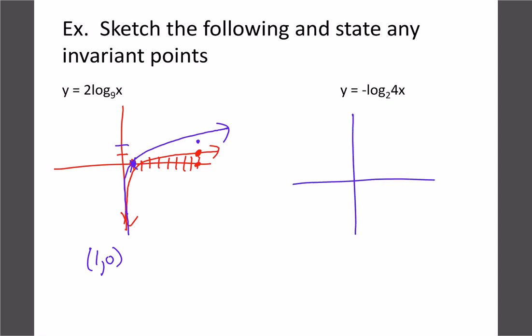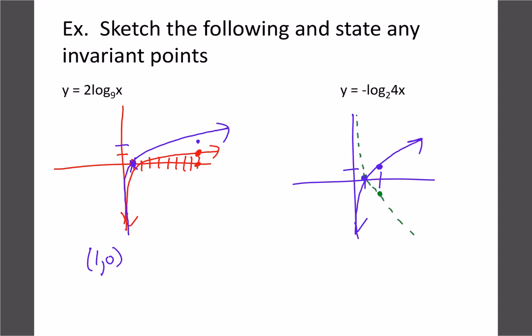Okay, let's graph the next one. We got log base 2. So we're going to have our (1, 0), and we're going to have (2, 1). So our graph would look something like that. So in this case, the negative is going to make it go upside down, so that coordinate's going to flip upside down. So it'd be something like that.